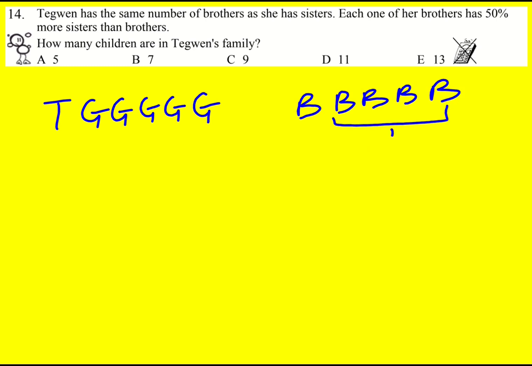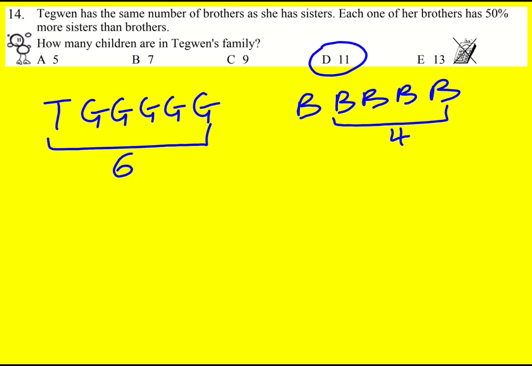Okay, now it is four brothers and six sisters. In fact, that is 50% more because 6 over 4 is 1.5. So we're basically done. It must be that there are 6 plus 4 plus 1, 11 children in total.